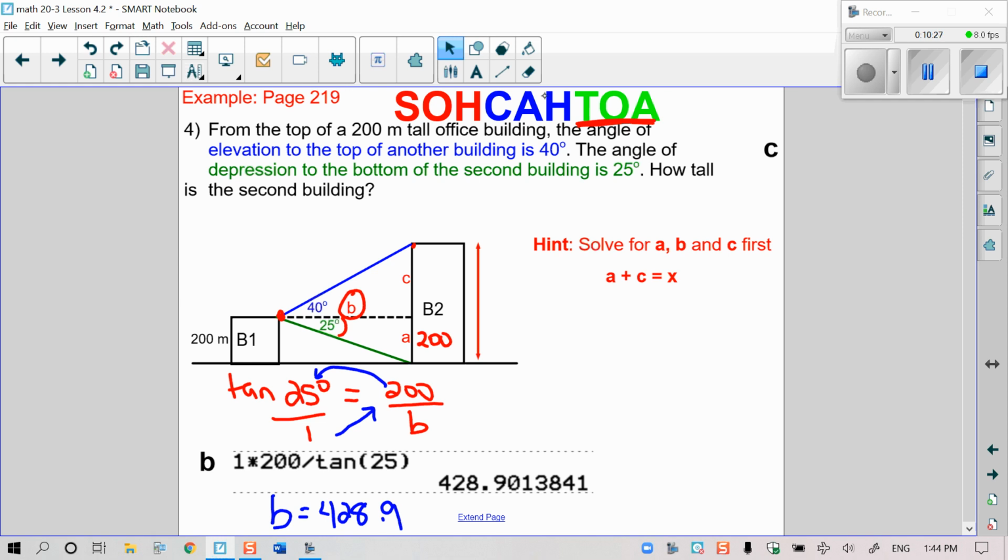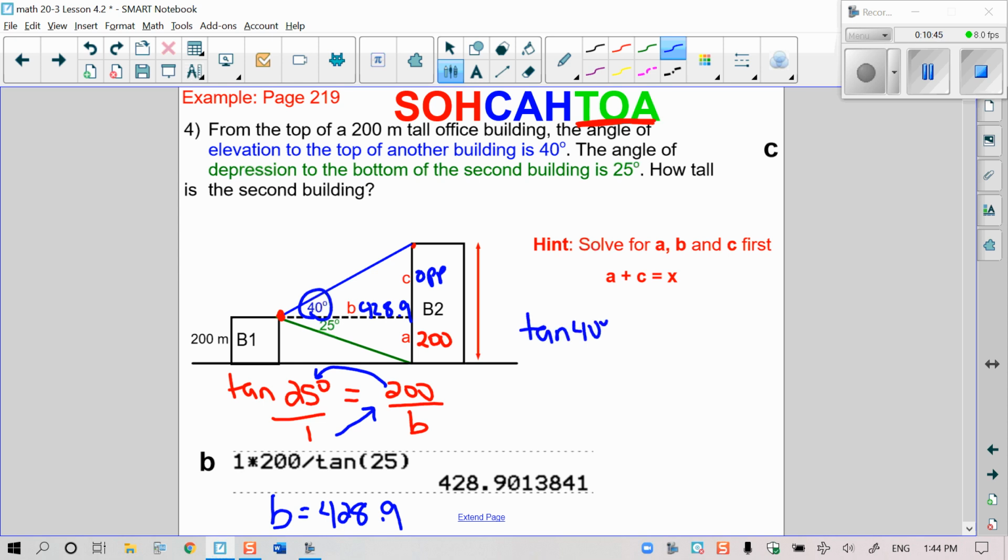Now that I know the side length of b, I can solve for the side length c. So this is 428.9. I have an angle, I have the side that is adjacent, and I'm solving for the side that is opposite. So tan of 40 degrees is equal to opposite c over adjacent 428.9. Since I'm dividing by 428.9, to get rid of that I'll do the opposite operation, which is multiply by 428.9, and I do the opposite operation on both sides to be fair.